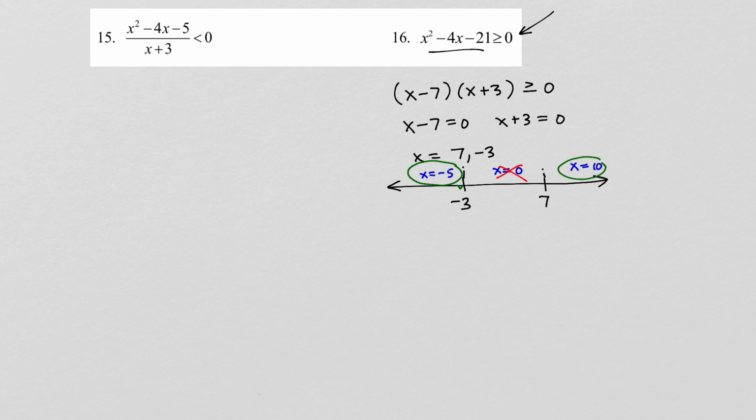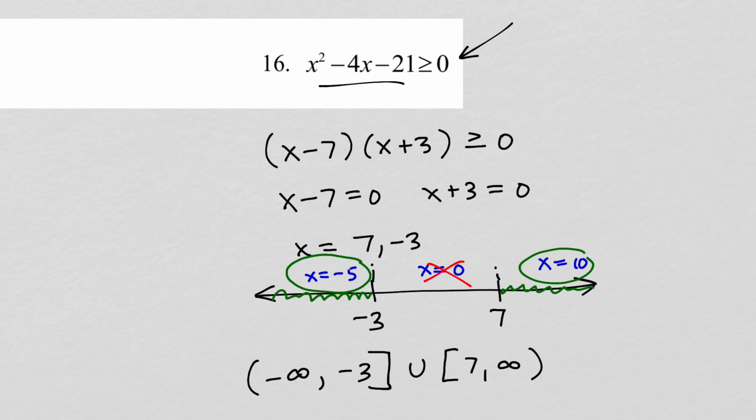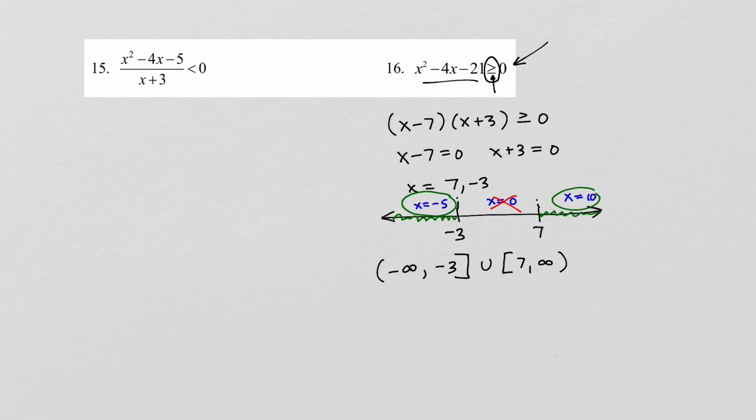And so our solution is going to be these values of x, which in interval notation is all the numbers from -infinity to -3, and we are including, and then all the numbers from 7 to infinity also including. And the reason we're including is because we have greater than or equal to.